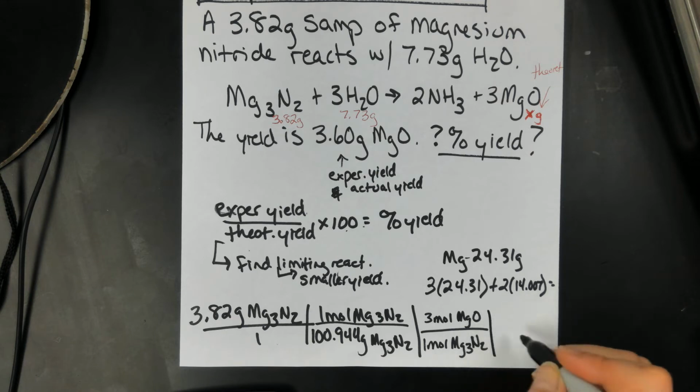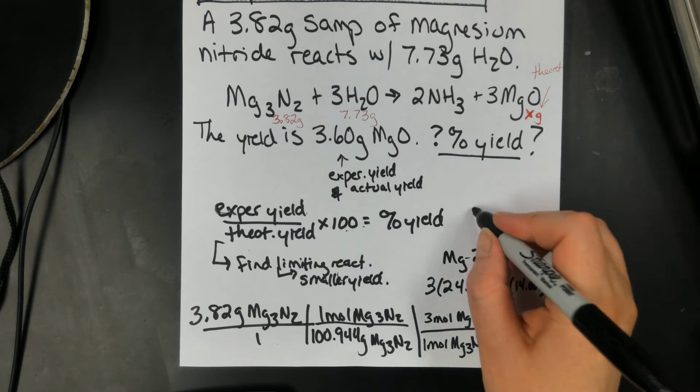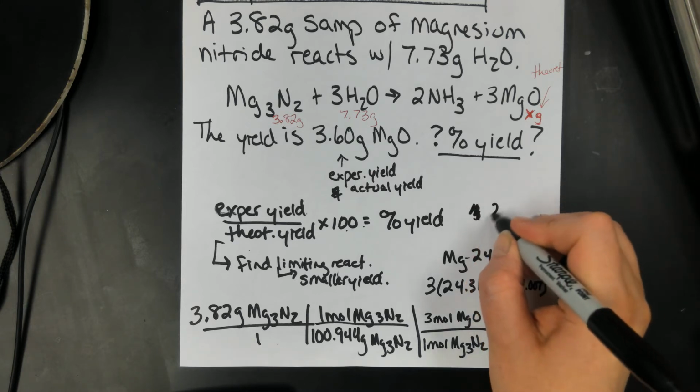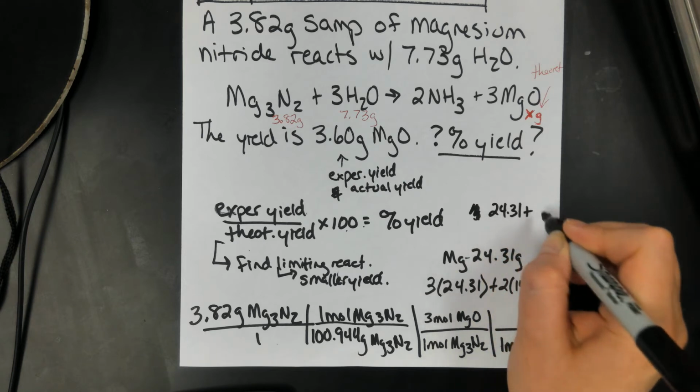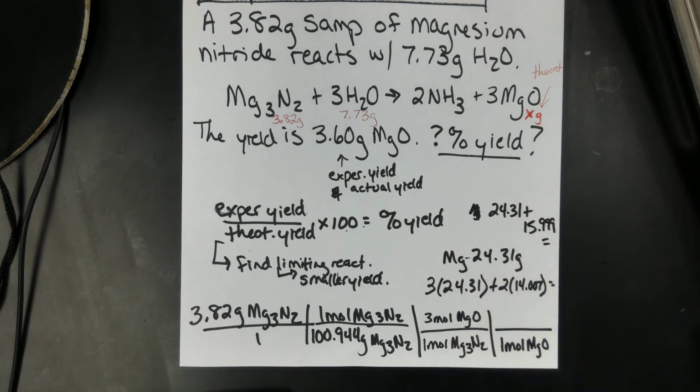And then the next step, I need to convert moles of magnesium oxide into grams of magnesium oxide. How do I do that? You go back to the periodic table. Remember, the periodic table is in grams per mole. So 1 mole of magnesium oxide, how much does that weigh? Well, you take magnesium plus oxygen, which is 15.999. This is probably one of my messier videos, isn't it?